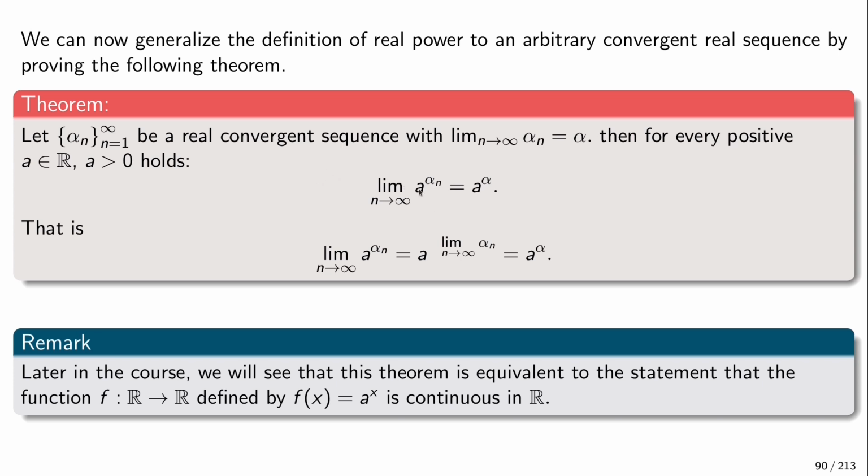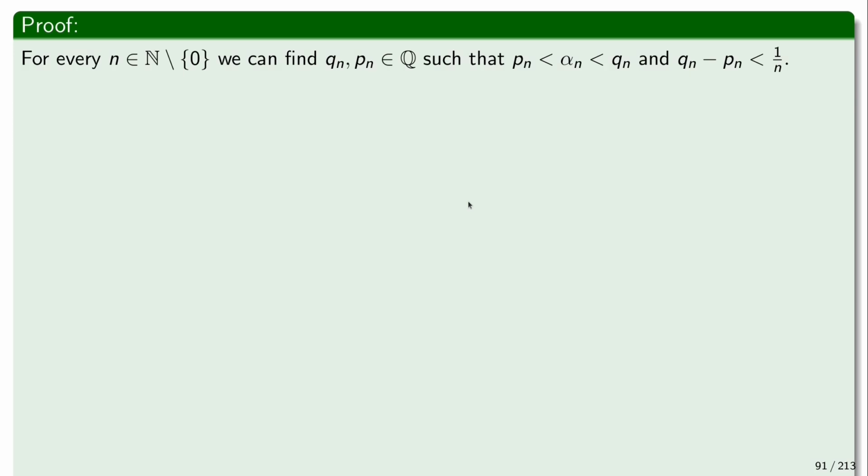Yeah, so now that we have defined what it means to take a real power of a non-negative real number, we can say that a to this power of alpha is the same even if we take any sequence of real numbers that is convergent, which is equivalent to the continuity of the exponential function, a to the power of x. Okay, so let's see how we're going to prove it.